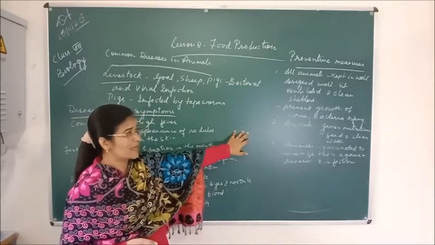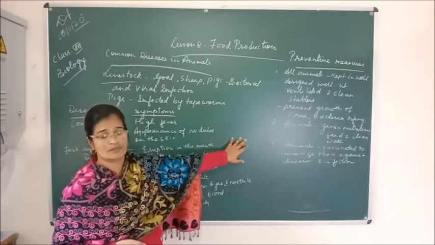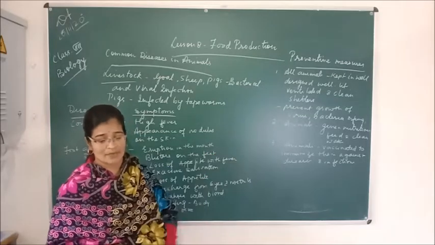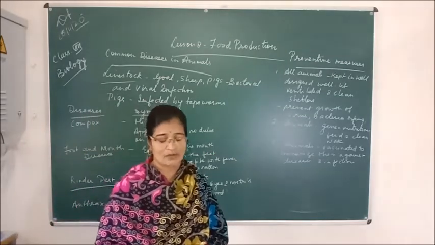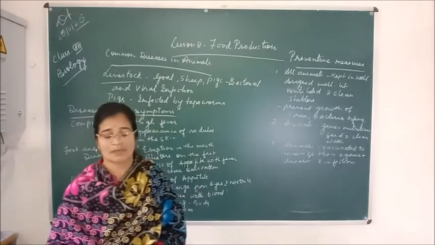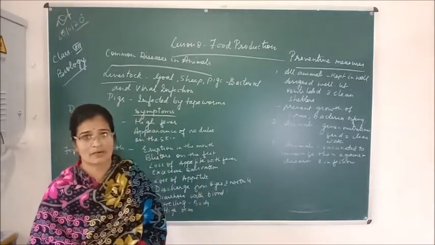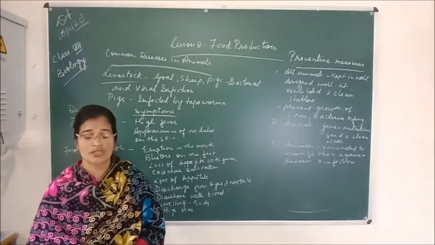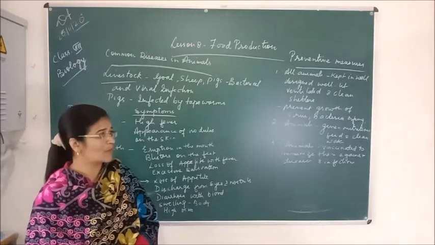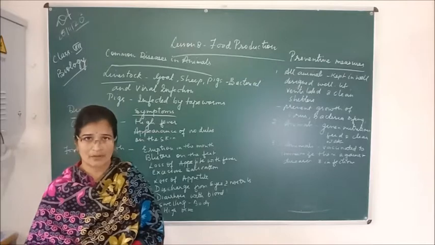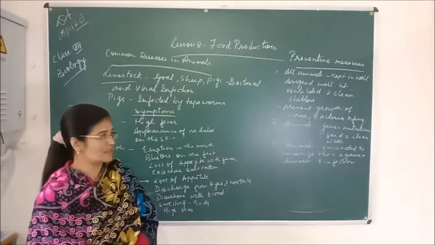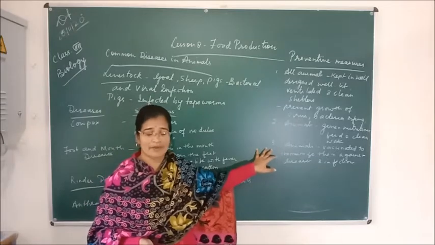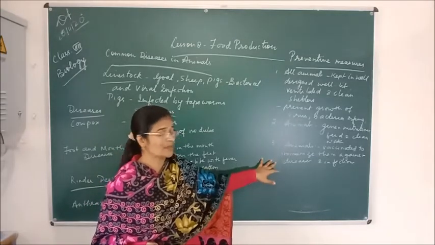Second is that the animals should be given nutritious food and clean water, because they are also infected by other kinds of microorganisms. Just now I told you that they are infected by bacteria, virus, and fungi. So their food should be nutritious so that their growth is proper and they are resistant to any kind of infection or diseases. And third one is that animals should also be vaccinated to immunize them against diseases and infection.